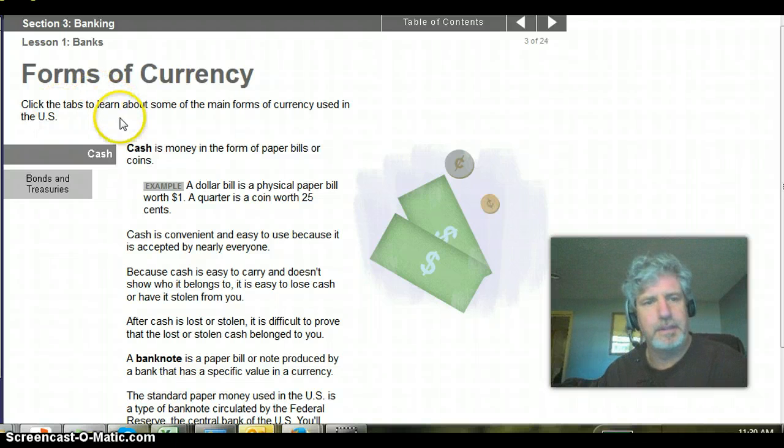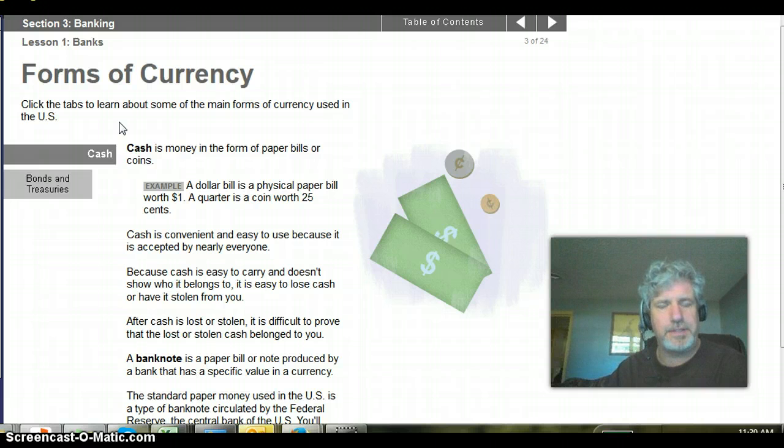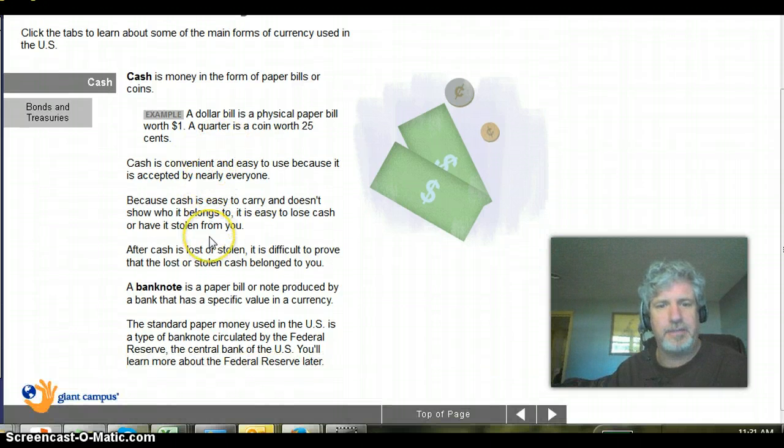Forms of currency. We're going to click the tab and go through each form of currency used in the US. The first is cash. Cash is money in the form of paper bills and coins. An example, a dollar bill is a physical paper bill worth $1. A quarter is a coin worth 25 cents. Cash is a convenient and easy way to pay because it's accepted by nearly everyone. Because cash is so easy to carry and doesn't show who it belongs to, it's easy to lose cash or have it stolen from you. After cash is lost or stolen, it's difficult to prove that it belongs to you.